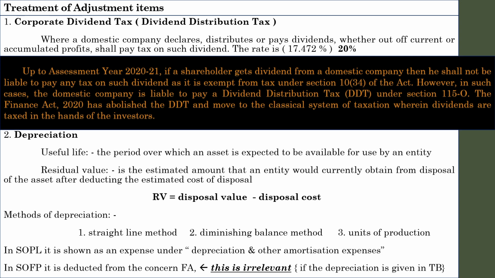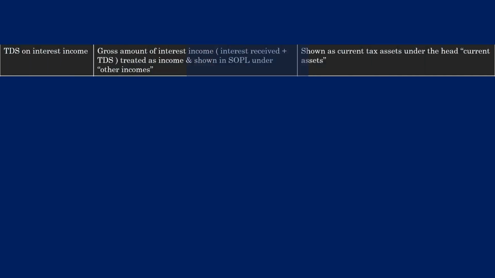I hope you have understood the concept. Next one. TDS on interest income. Some of you have heard about the term TDS. TDS means tax deducted at source.